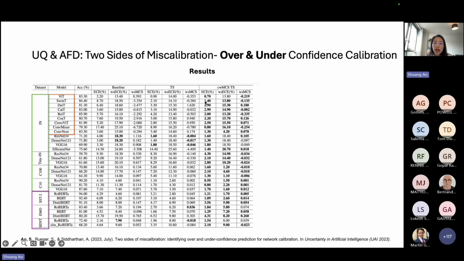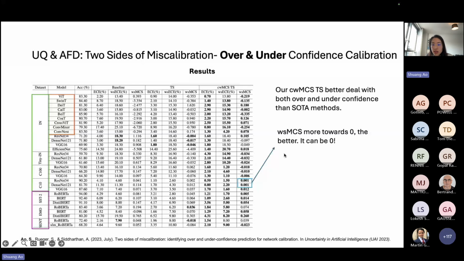So it means that our method can lower the ECE value by around 3 times here. And you can see from here that most of the time our method outperforms the other state-of-the-art methods. So it means that it can really tackle both sides of the miscalibration.